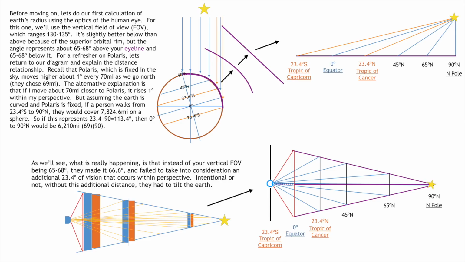If we lift the arc off of the Earth, we can represent it here along a straight line, and we see that as we move south, using a sextant and comparing the angle to the star with the horizon, we can get our latitude. We've already gone over that. But as we'll see, what's really happening is that instead of your vertical field of view being 65 to 68 degrees, they made it 66.6 degrees and failed to take into consideration an additional 23.4 degrees of vision that occurs within perspective. Intentional or not, without this additional distance, they had to tilt the Earth.